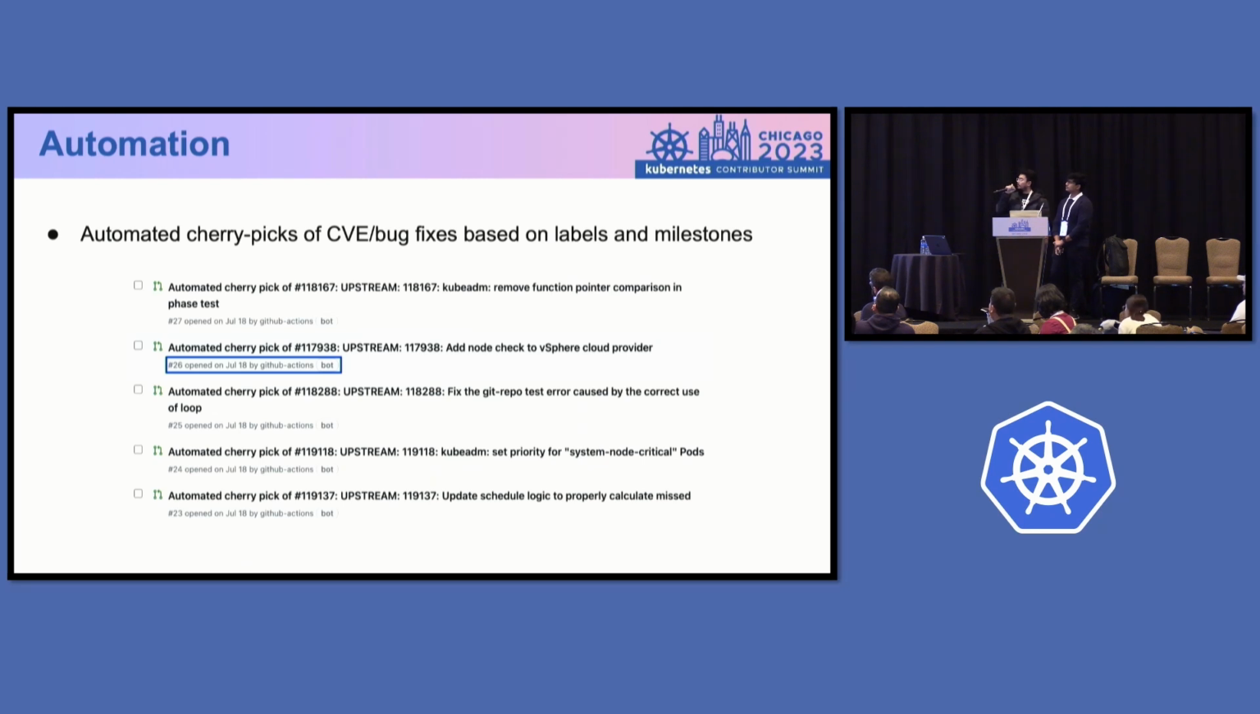Next is automated cherry picks for CV bug fixes based on the labels and milestones. While keeping the LTS branches in sync, we must ensure the changes are placed properly. In the Kubernetes repo, we have a cherry pick script. We have utilized the same cherry pick script and made changes on top, which will basically pick the changes which are happening.